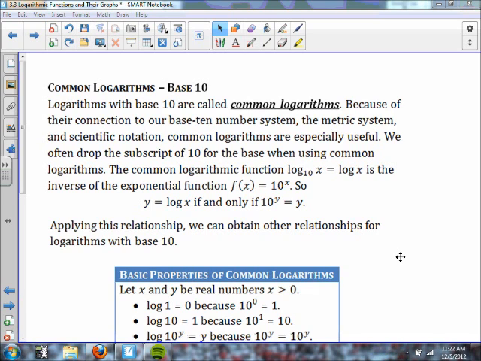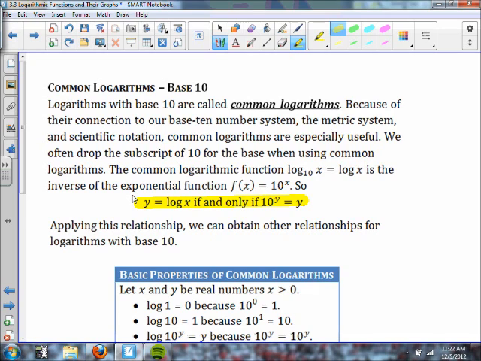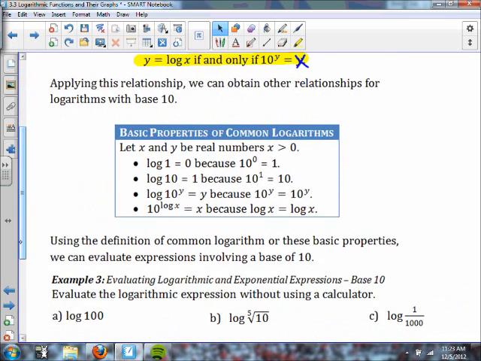Now, the common logarithmic function, log of x to the base 10, is simply log of x. It is the inverse of the exponential function 10 to the x. They are inverses of each other. So y equals log of x if and only if 10 to the y equals x. All right? Applying this relationship, we can obtain other relationships for logarithms with base 10.